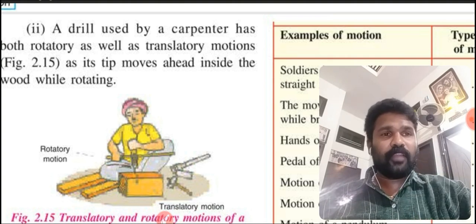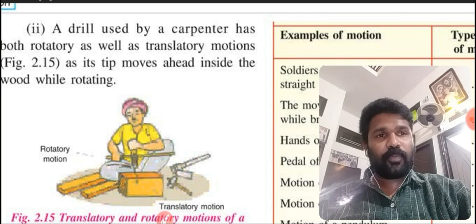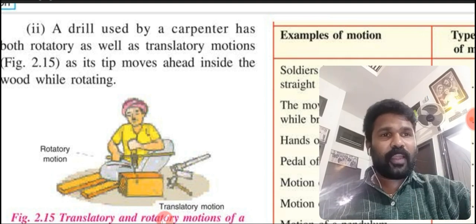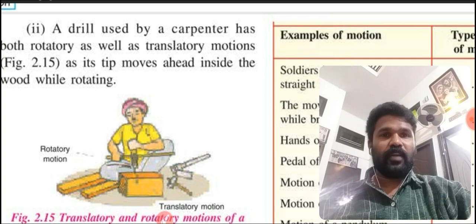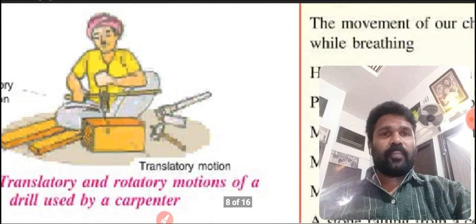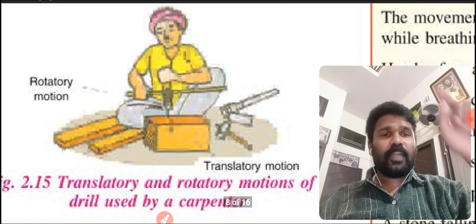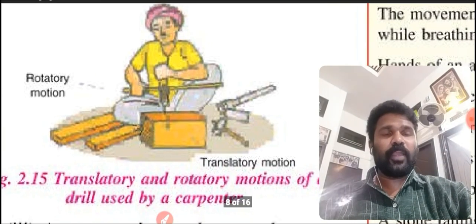So we can say that in a drill there are 2 types of motions. First, the tip moves in a rotatory motion, and it moves straight inside the wood. That means it shows the translatory motion. So a drilling machine can have 2 types of motions, rotatory and translatory. Here we can see the diagram, translatory and rotatory motions of a drill used by a carpenter.